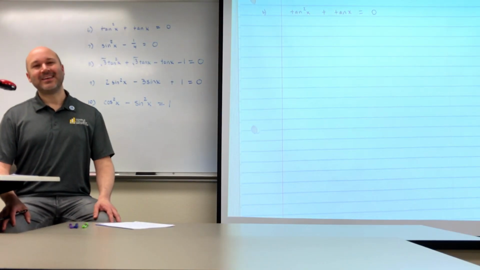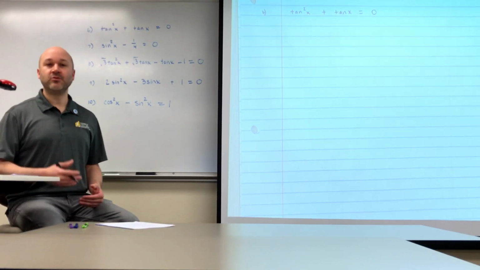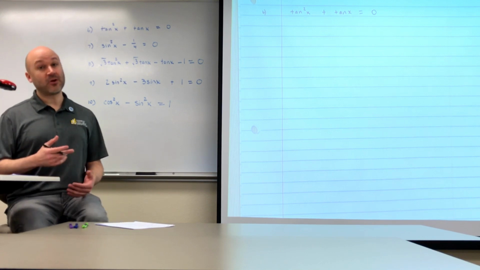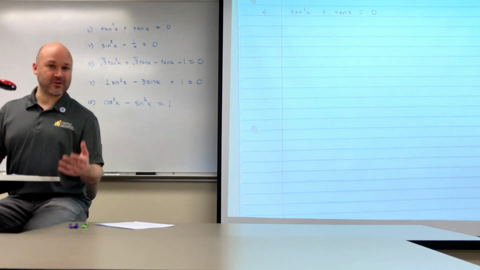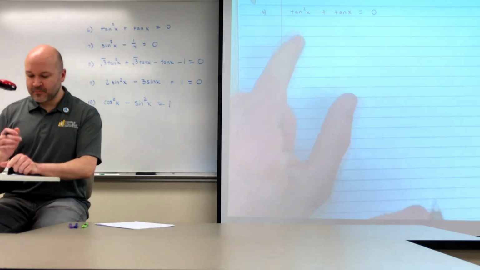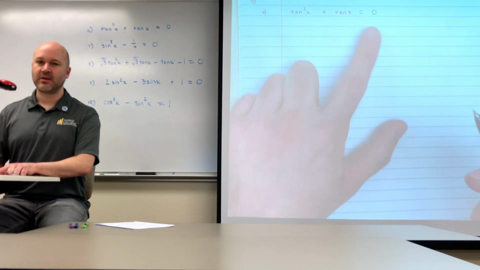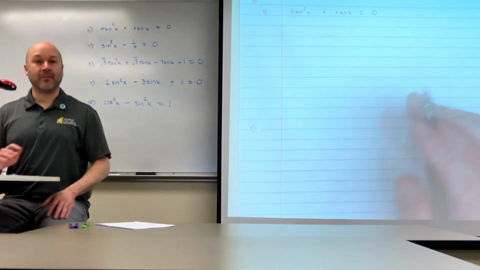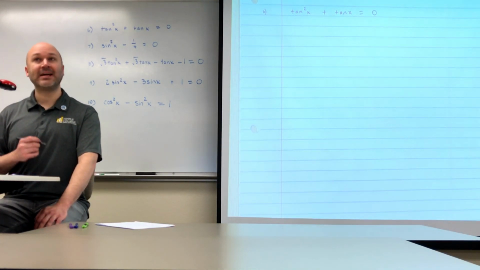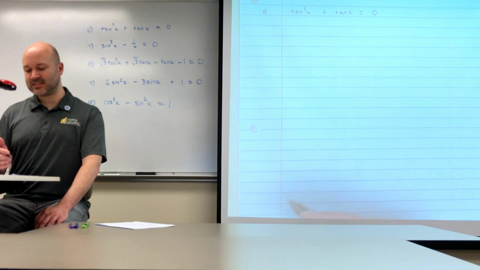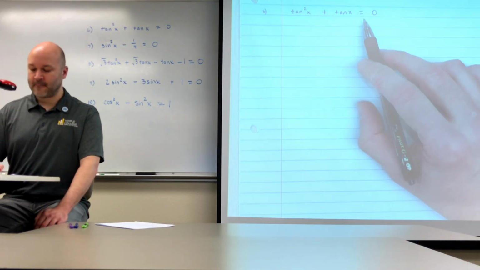Welcome back. In this video, we're going to continue to solve trigonometric equations. The very first one I'm looking at is tan squared x plus tan x equals 0. Again, I'm solving this equation, so I would like to know what values of x make this equation true.